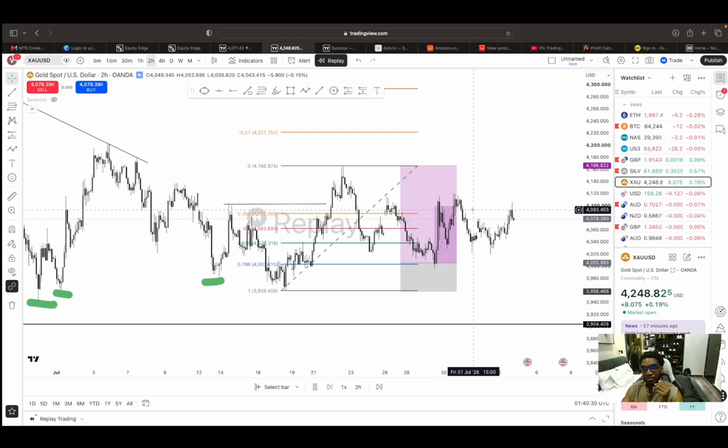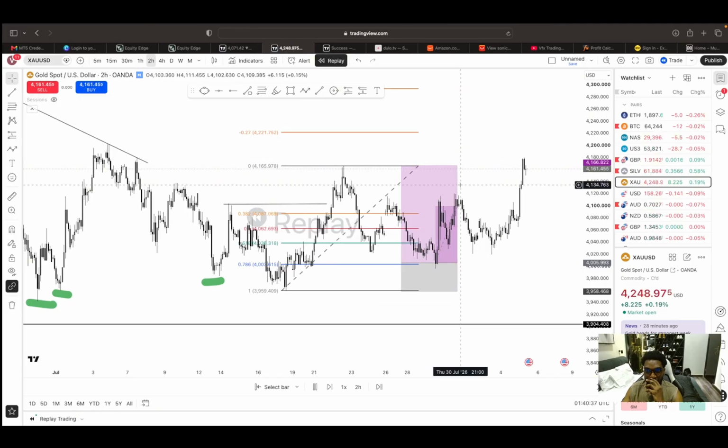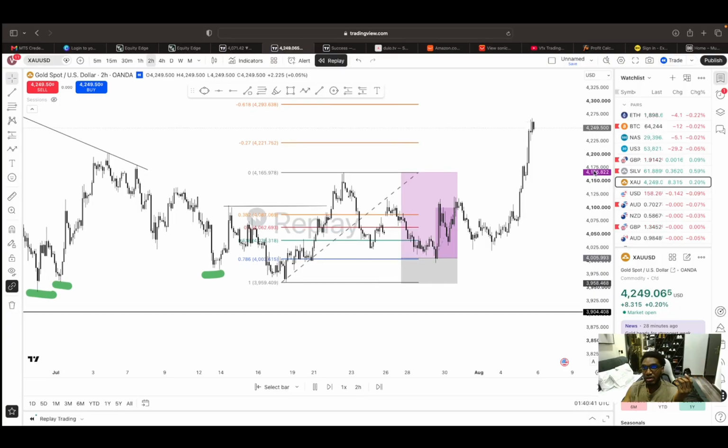I think when I was on this trade, I didn't wait for price to even get to here. I think price was around here when I closed it. I was like, my profit is enough. As you can see, the Fibonacci is just going. So this is how the Fibonacci works.